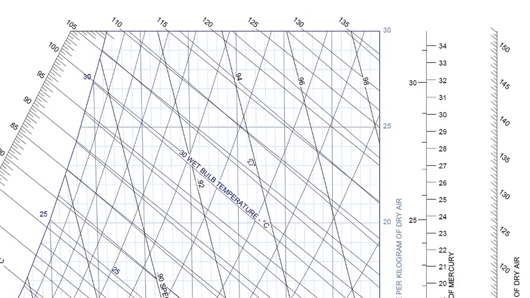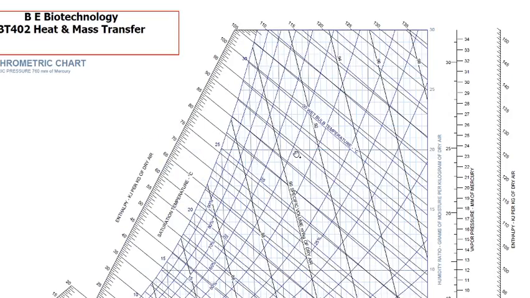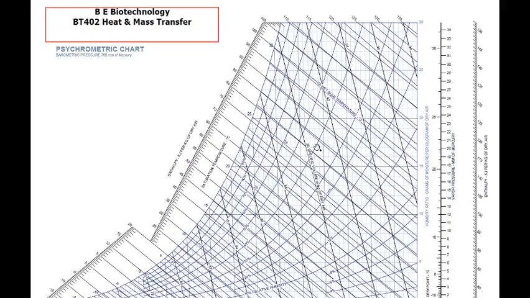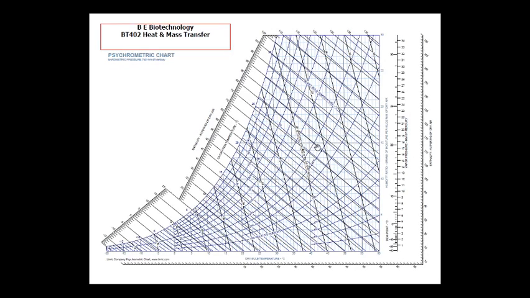On the extreme right you have the enthalpy values again coming into the picture. All right, this is how a humidity chart looks. Now let's go ahead with the calculation on how we use it for our analysis.